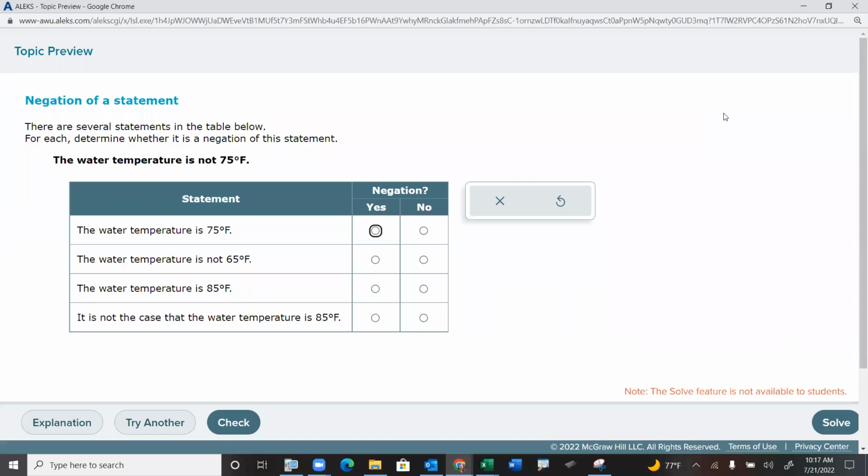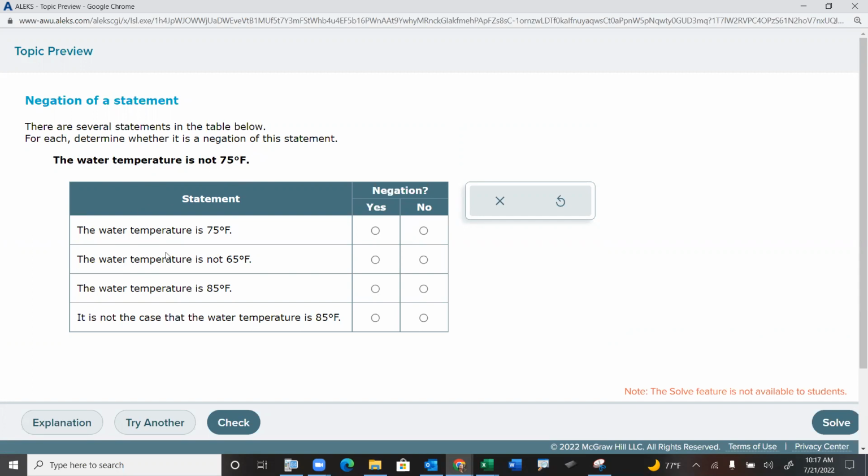All right, so this time we're doing the negation of a statement. In other words, the opposite of a statement. So the water temperature is not 75 degrees Fahrenheit. Okay, so that is the statement. And we're supposed to determine which of these four statements are actually the opposite of this statement, or negations of it. So the water temperature is not 75 degrees.